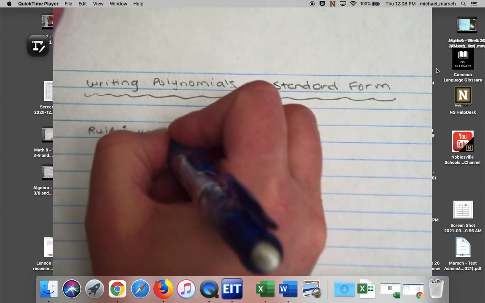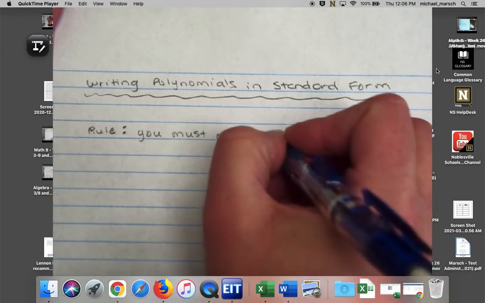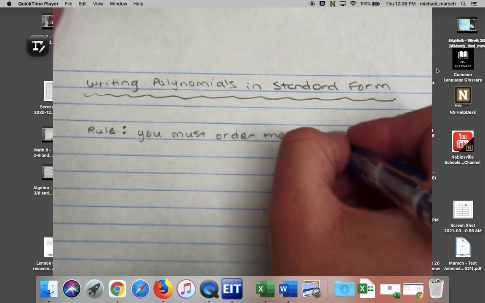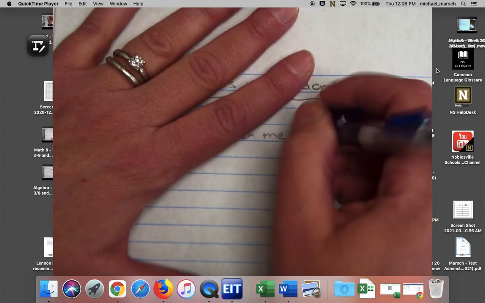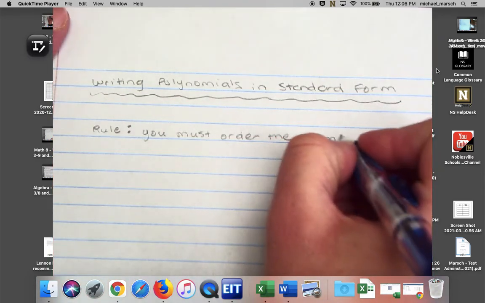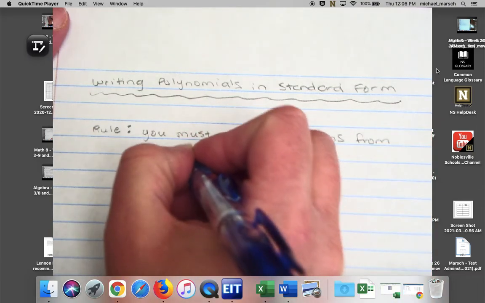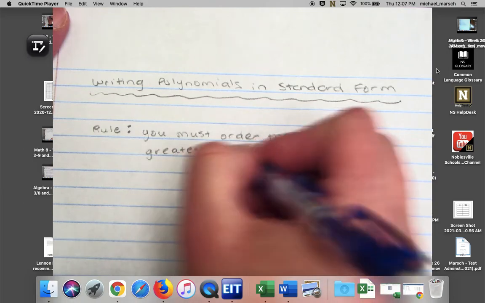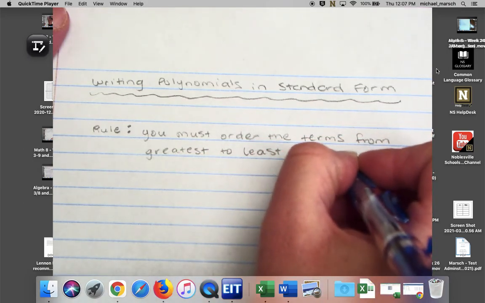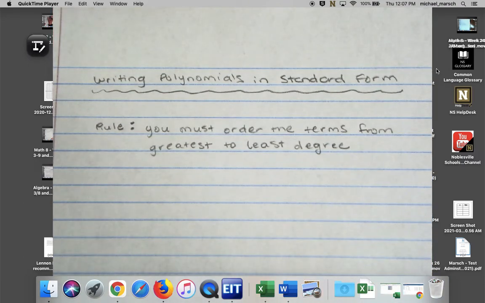You must order the terms from greatest to least degree. Right? Remember that degree is the exponent.